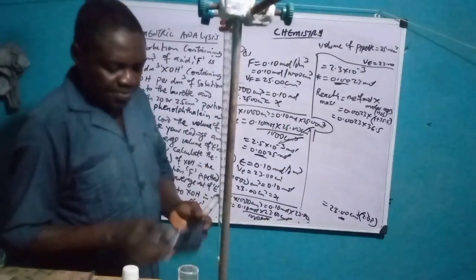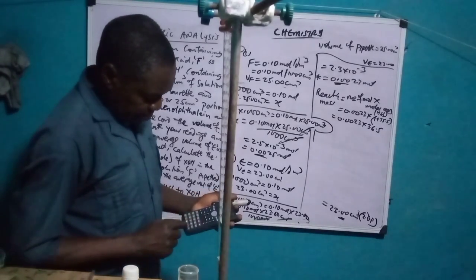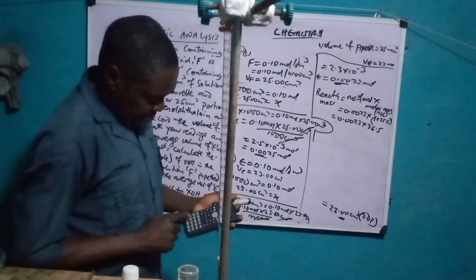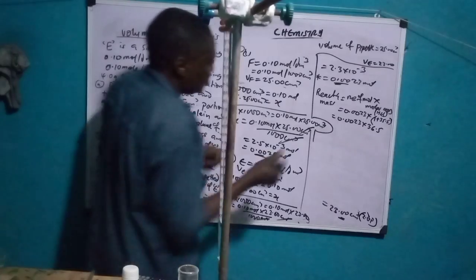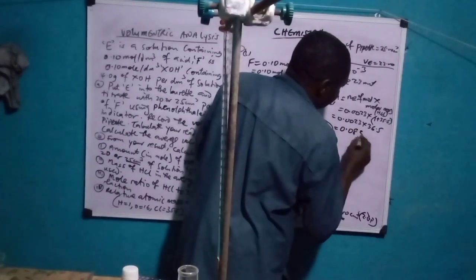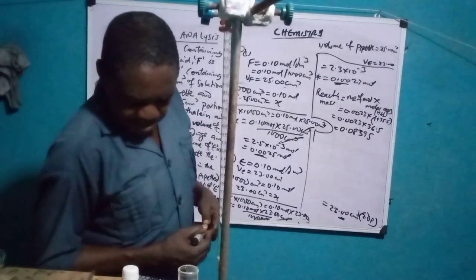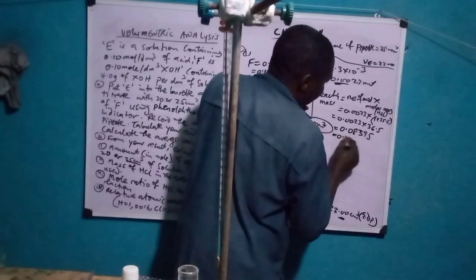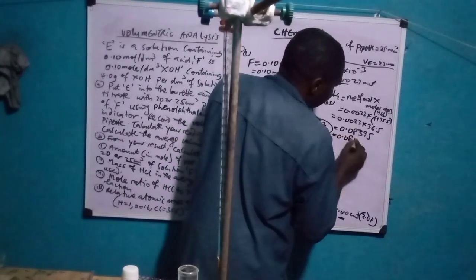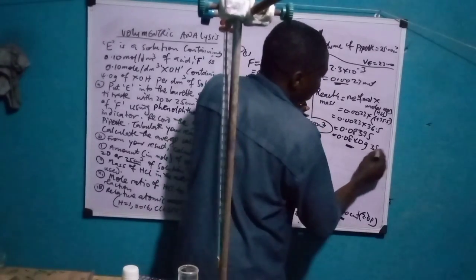Let's see what it gives us. 0.0023 times 36.5 gives 0.08395. Let's check it again. 0.08395. So they don't accept false significant figures. You now say equals 0.0840 gram. Once you approximate it, this becomes 3 significant figures. Don't make that mistake. So that is how that one goes.